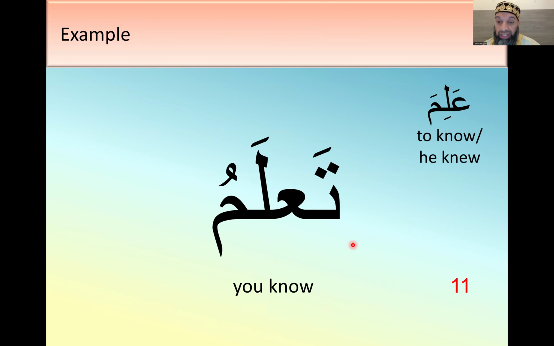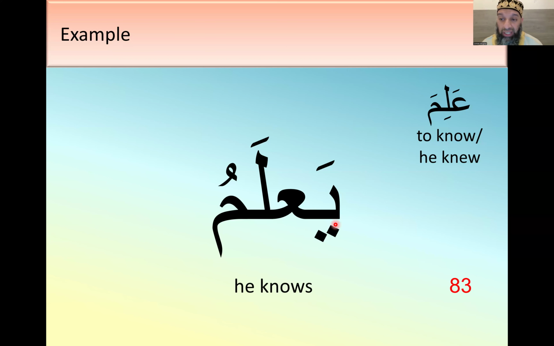Next one. So this word, 11 times it's coming, like just that lamu by itself. Ya'lamu. What does ya'lamu mean? He knows. The ya makes it into he. Simple as that. Ya'lamu, he knows. And the word ya'lamu, I could find it about 83 times in the Quran, just exactly as ya'lamu.